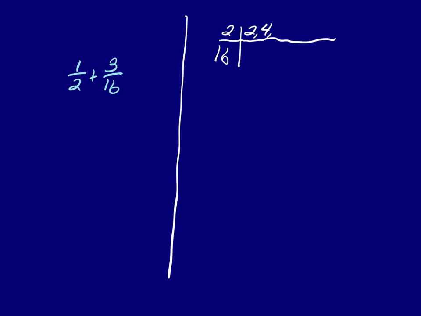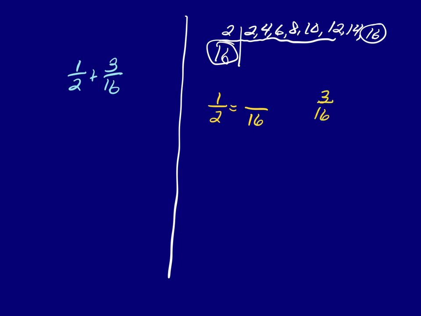So 2, 4, 6, 8, 10, 12, 14, 16. So 16 is our least common multiple. So we're going to go ahead and change our fractions. 1/2 equals something over 16, and 3/16 we're going to leave the same because 16 is already the denominator. All right, so how many 2s get us to 16? It's 1, 2, 3, 4, 5, 6, 7, 8. So 2 times 8 is 16.